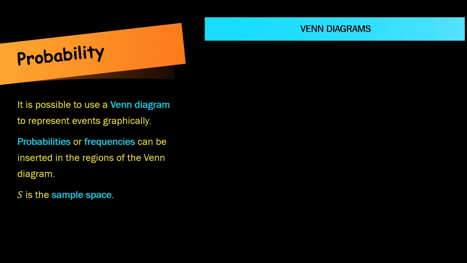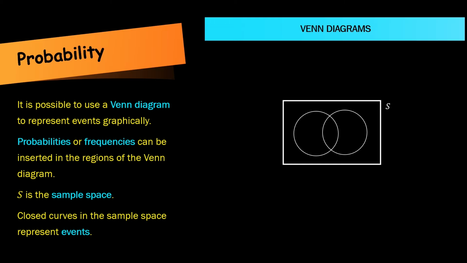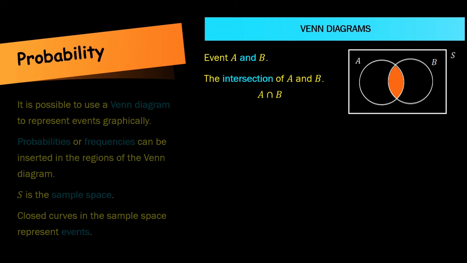So, some of the notation we use is S is the sample space, and closed curves in the sample space represent events. So here's the sample space S, and we've got two closed curves. Generally we use circles, and these are representing two events here. Event A and B is this shaded region here.